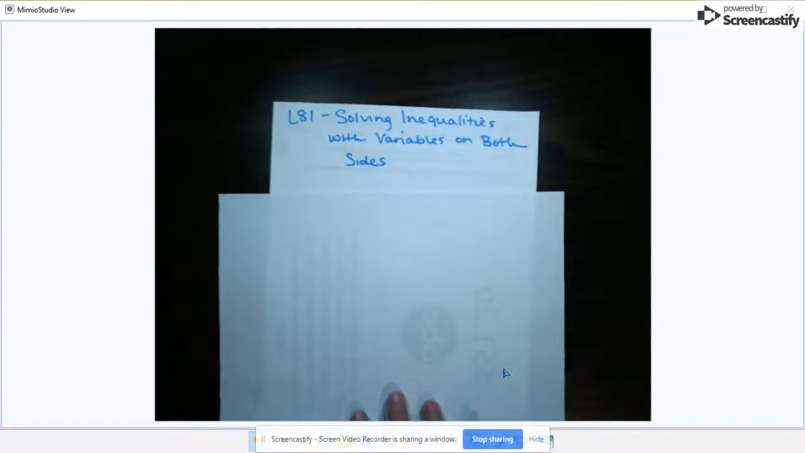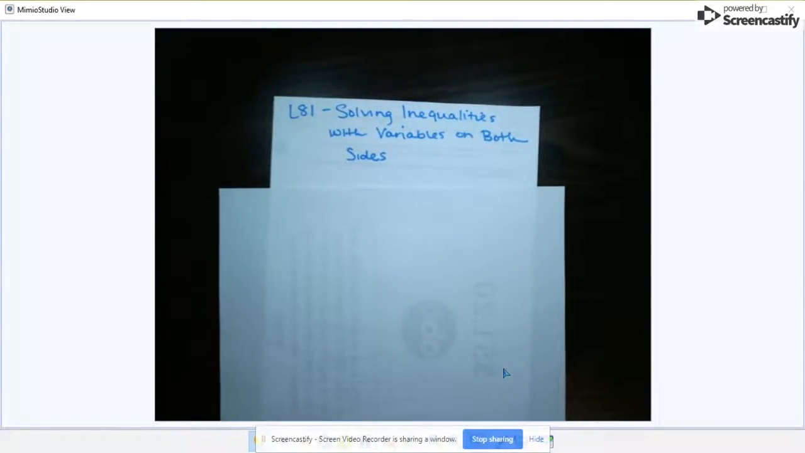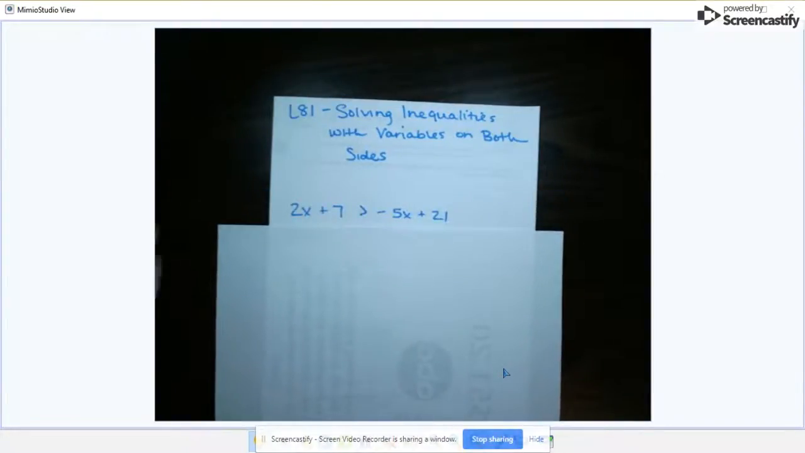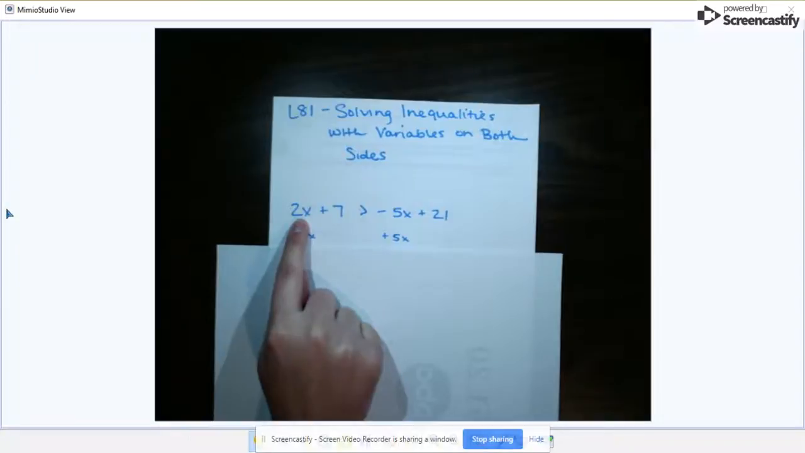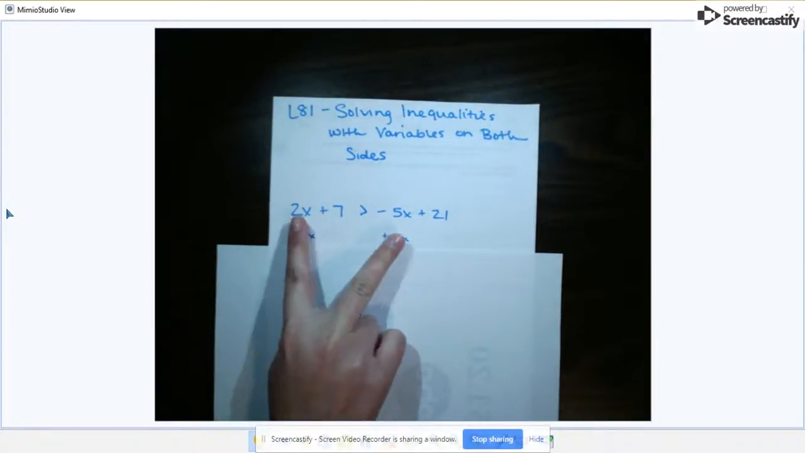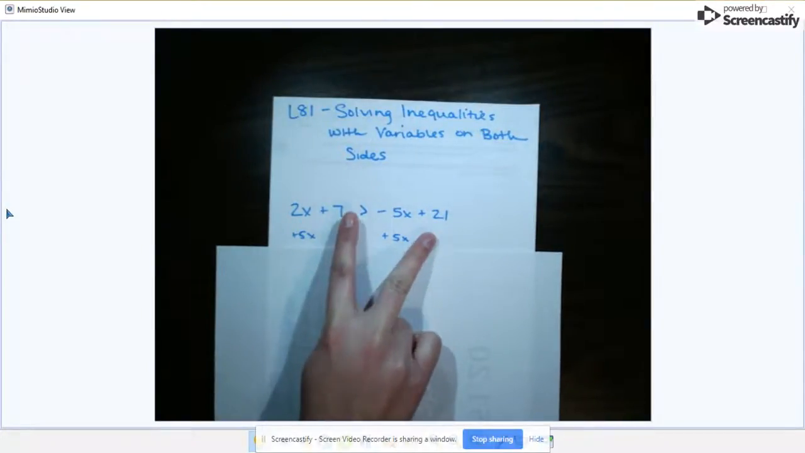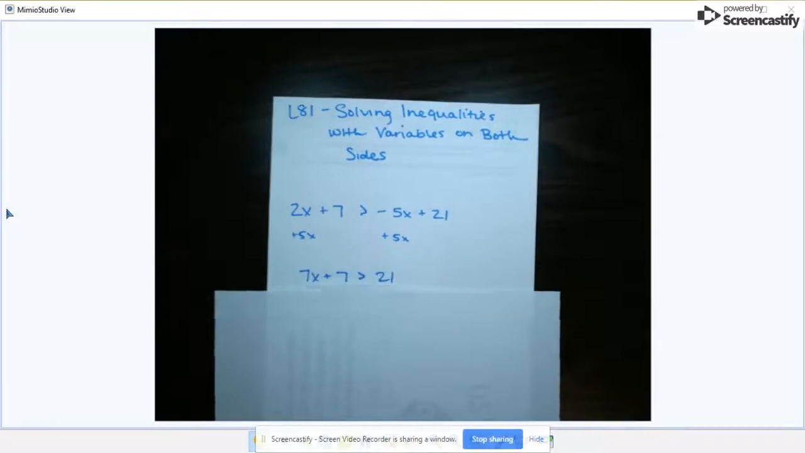All right, today's lesson is on solving inequalities with variables on both sides of our inequality. So here's an example. We are going to solve this exactly like we solve regular equations. So I'm going to start by adding my 5x to the other side. My goal, remember, is to get my variables together and my constants, or my numbers, together. So I added 5x. That leaves you with a 7x plus 7 on the left, greater than 21.